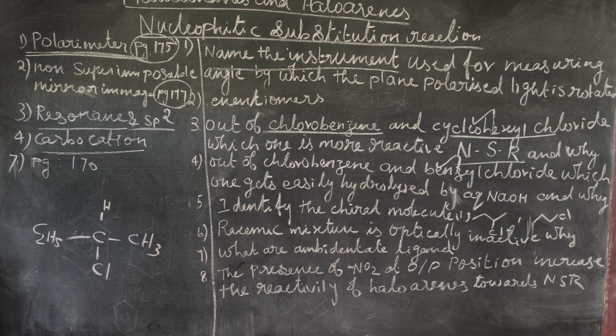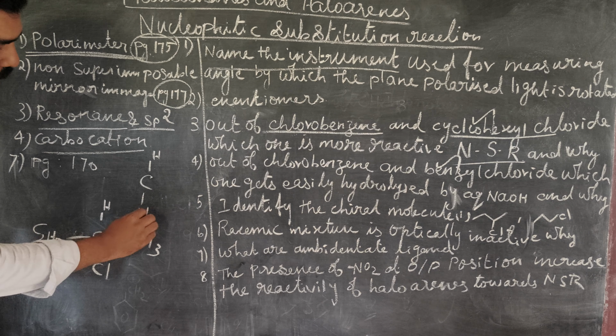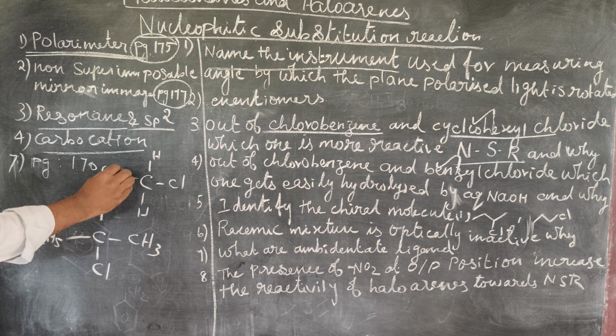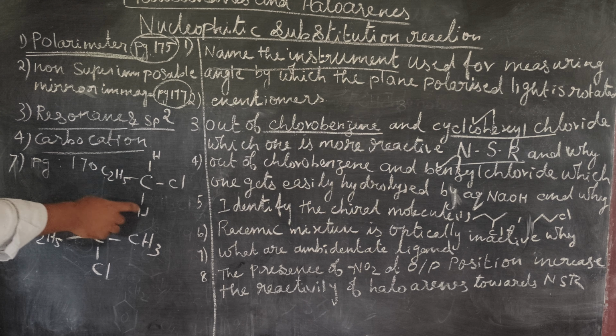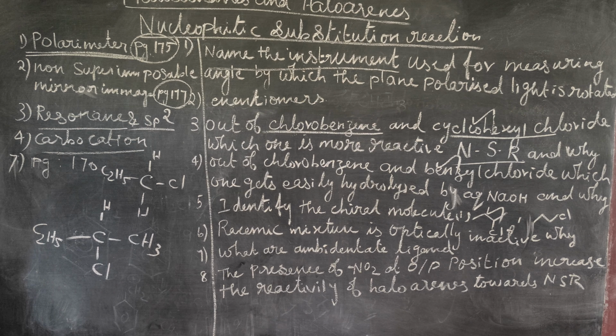And the second group: C, hydrogen, Cl, C2H5, C2H5. This carbon is not satisfied with different groups, because two groups are the same. So the first is the chiral carbon atom group. Chiral means the carbon which is satisfied in its valency with different groups.